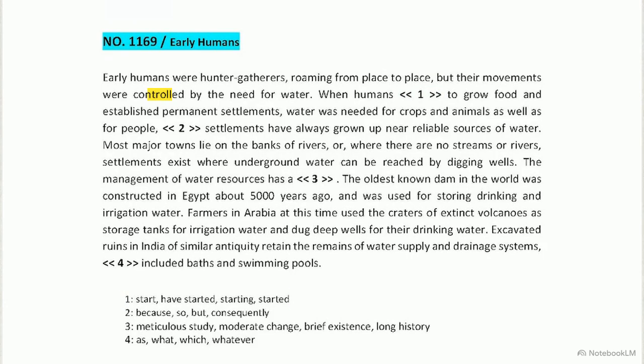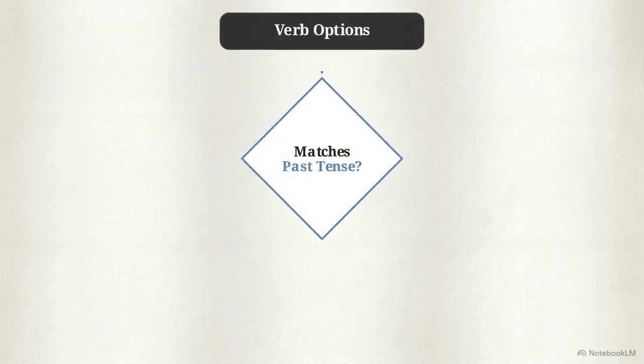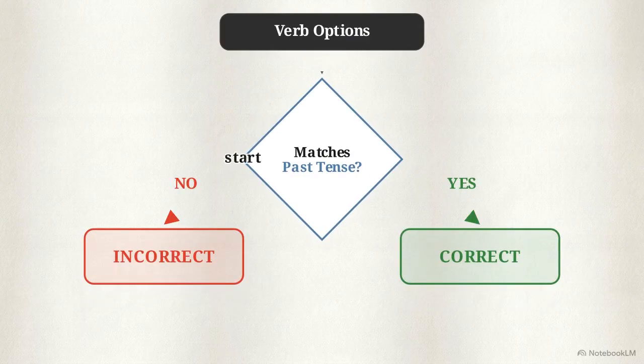To figure out the correct verb form, we look at the surrounding text to establish our timeline. Right before the blank, the text states early humans were hunter-gatherers, and their movements were controlled. We are firmly in the past tense. Because our chronological anchor is set in the past, we can immediately eliminate the present perfect have started and the present participle starting. That leaves us with the simple past tense, started, to neatly match the surrounding verbs. Grammatical tense acts as an absolute filter here. If the timeline doesn't match, the word is incorrect, regardless of how it sounds when you read it aloud.